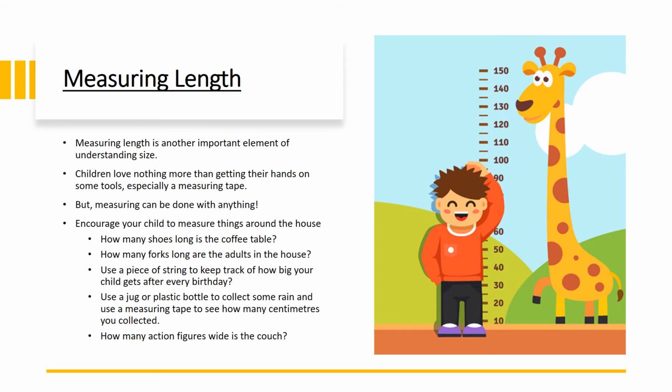Use a piece of string to keep track of how big your child gets after every birthday. Use a jug or plastic bottle to collect some rain and use a measuring tape to see how many centimetres you collected. Or you could see how many action figures wide the couch is.